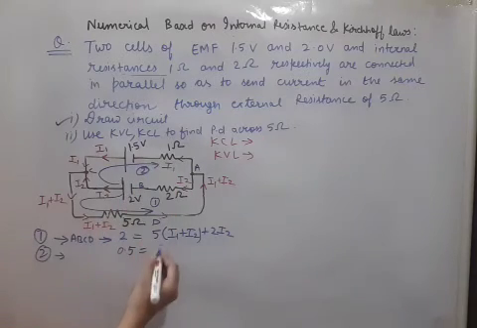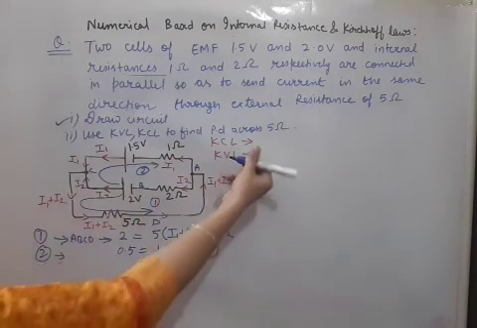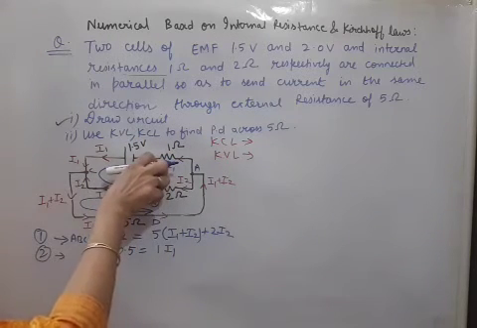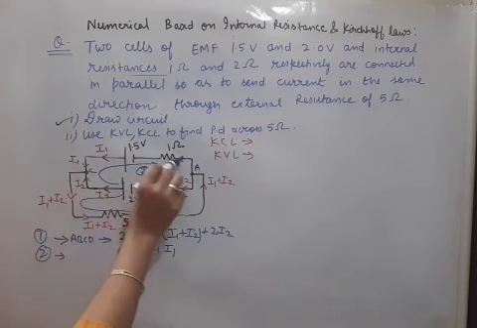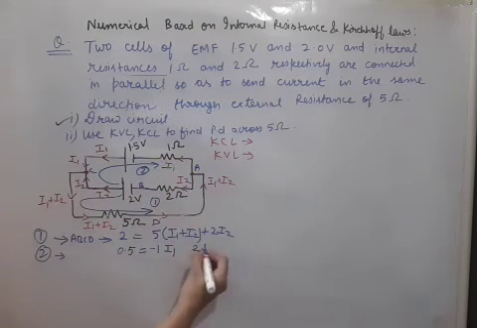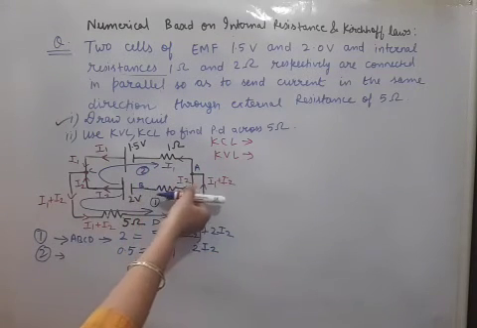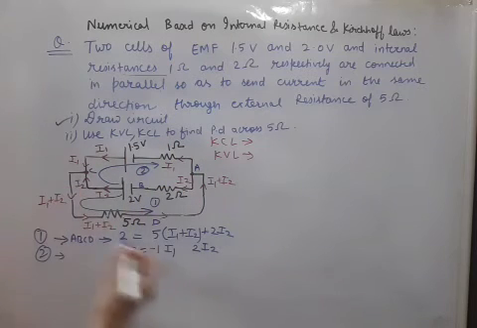Now the first resistance is 1 ohm. Its current is I1, but it is coming this way, while the positive direction of current is this way. So we will put a minus sign. In the same manner, for the next resistance, 2 ohm, its current is I2 and the direction of I2 is towards left, and our blue current will also come towards left. So both are in the same direction, so we will put a positive sign.